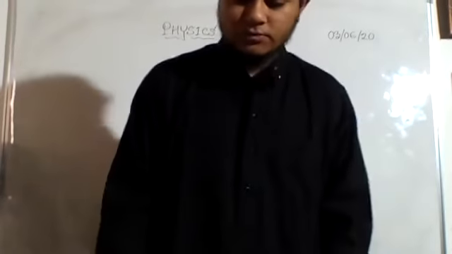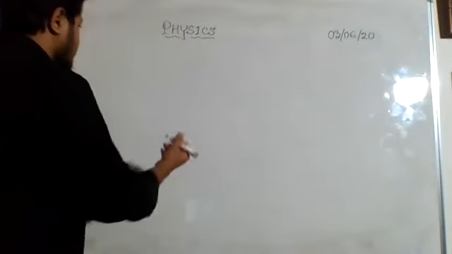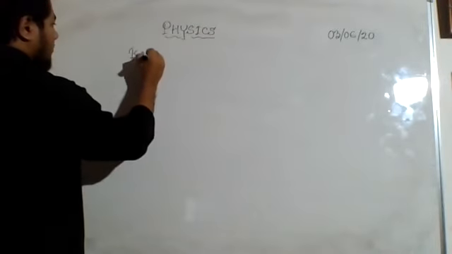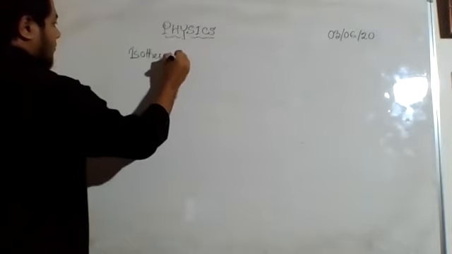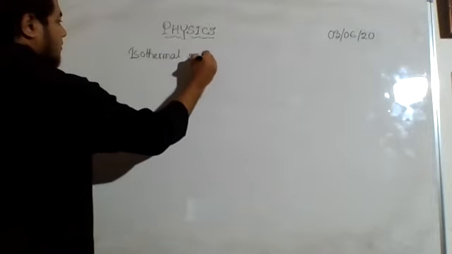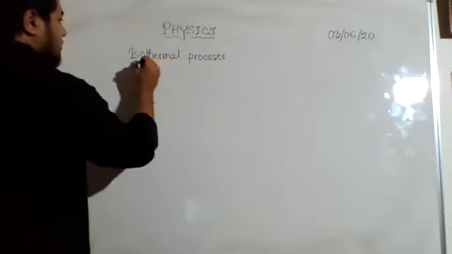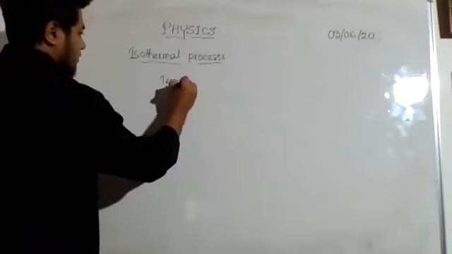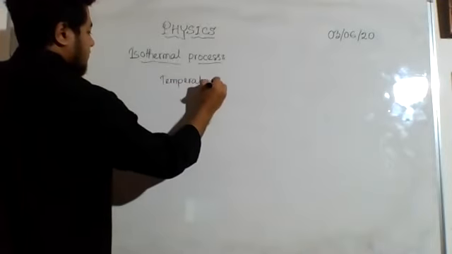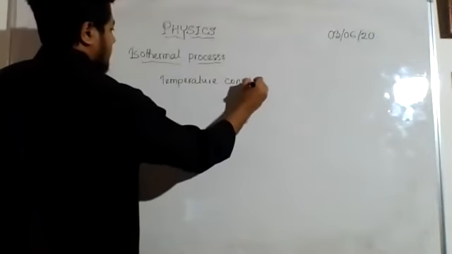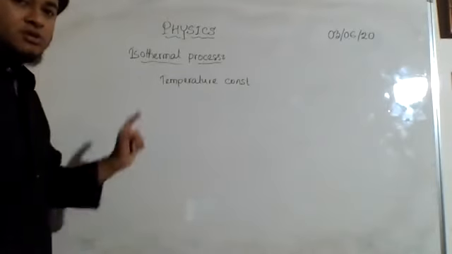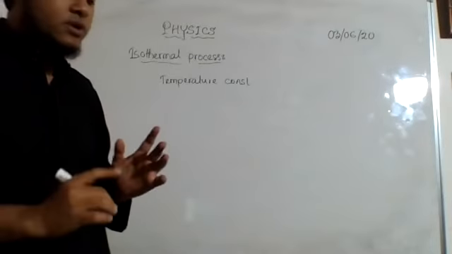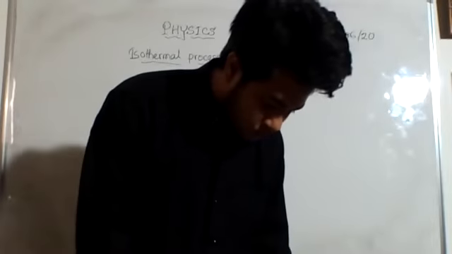Now, as you remember, isothermal process. Iso means same. Thermal is something related to temperature, right? So isothermal means the process in which temperature remains constant. That means pressure and volume can change, but the temperature has to remain constant. So for this process, how can we calculate the work done?